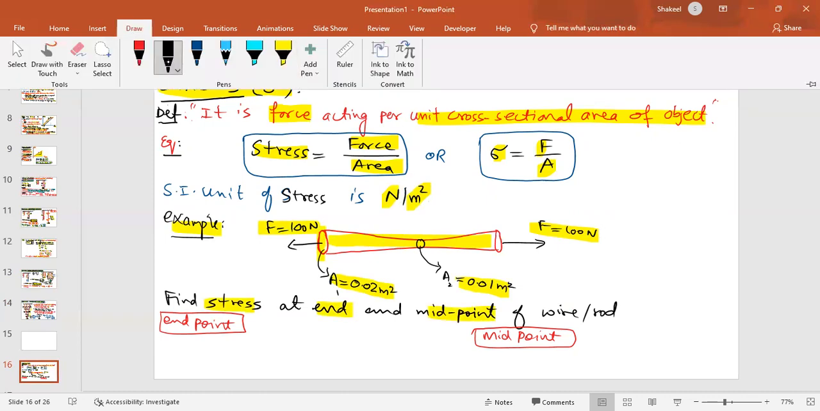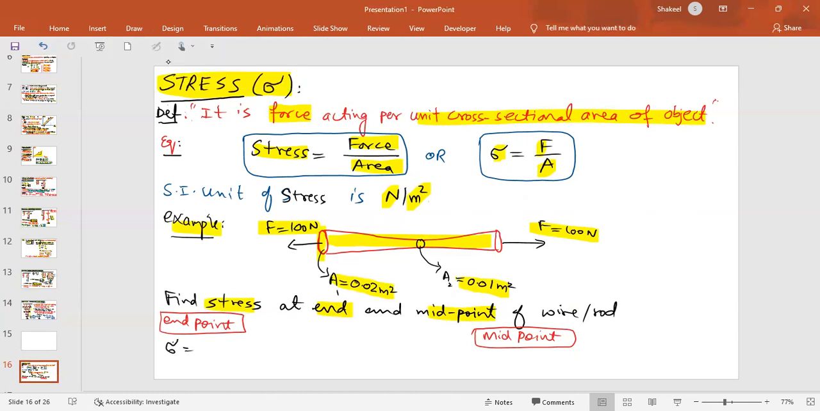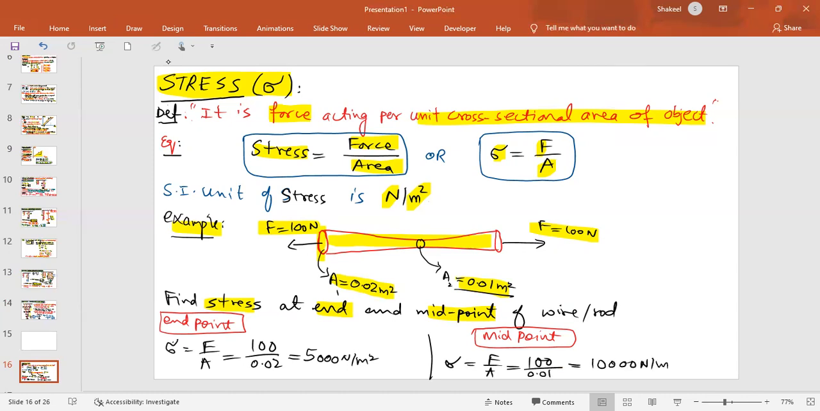So we know that stress is force over area. At the end point, force is 100 and its area is 0.02. That's how you get the stress, which will be 5,000 Newton per meter square. For the midpoint, the stress is force over area, where the force is 100 and the area is 0.01. So it will be 10,000 Newton per meter square.